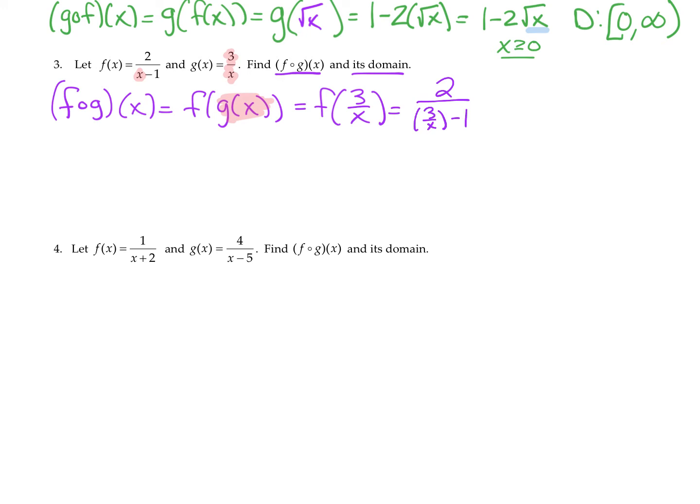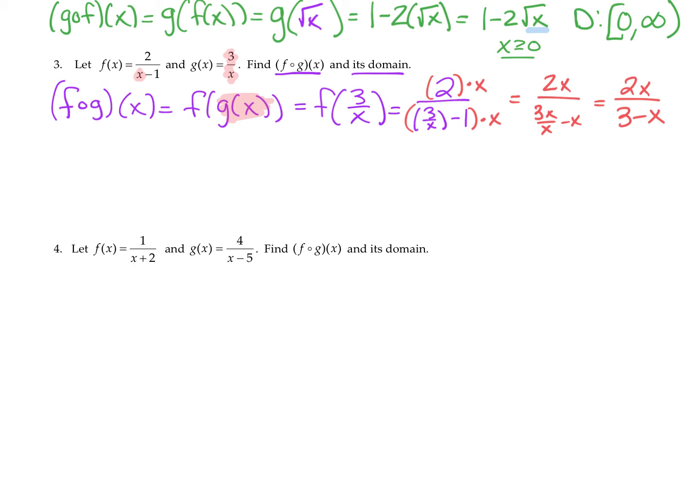Now we want to simplify this. So what I can do is multiply by the least common denominator, which is going to be x. So I'm going to multiply the top and the bottom by x. What that'll do is I'll get 3x over x minus x, and 3x over x will just reduce to 3. So I'll be left with 2x over 3 minus x. All right, now let's talk about the domain.